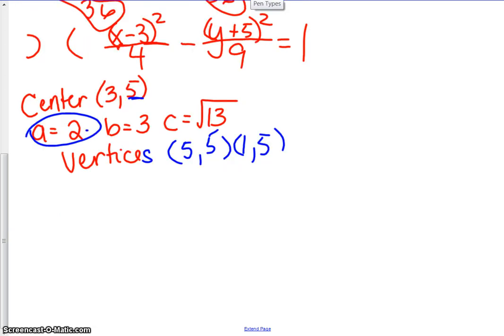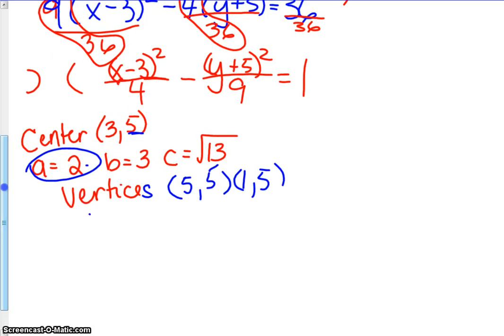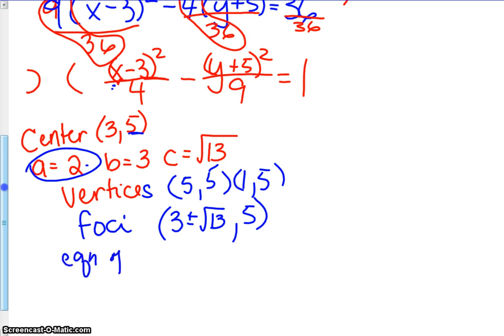Other things I need to know about: I need to know my foci. That's just like the vertices, it's the c. Again, it's affected by the x's because the x is what's positive. So we would start with that 3 and add and subtract my c value, and I keep my y the same. That's my foci. And then we have our equations for our asymptotes.